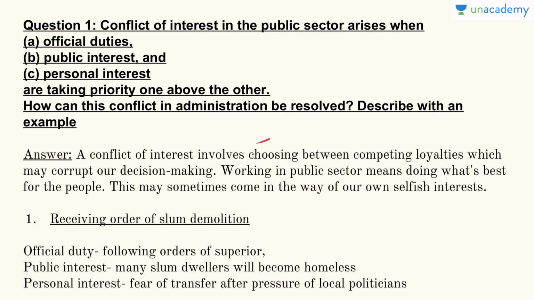So there are basically three interests here. Usually official duty and public interest are in line with each other, but sometimes they can go opposite to each other also. A conflict of interest involves choosing between competing loyalties which may corrupt our decision making. So this is basically how you can start. Working in the public sector means doing what is good for the people, and this may sometimes come in the way of our own selfish interest.